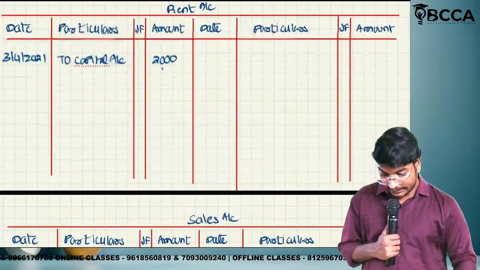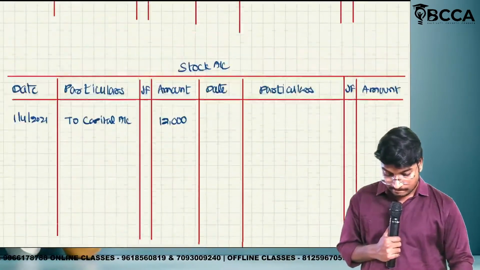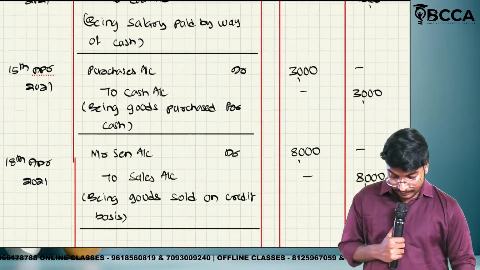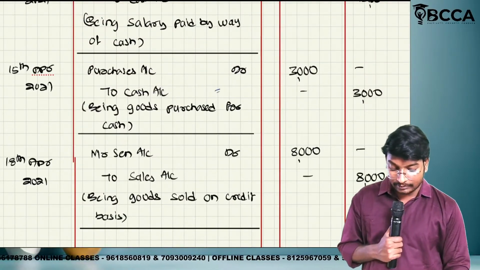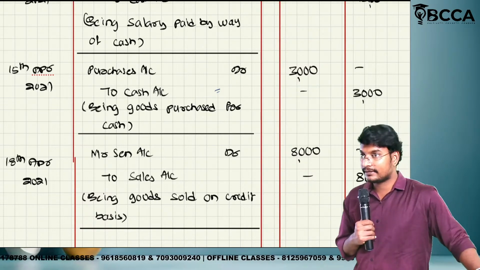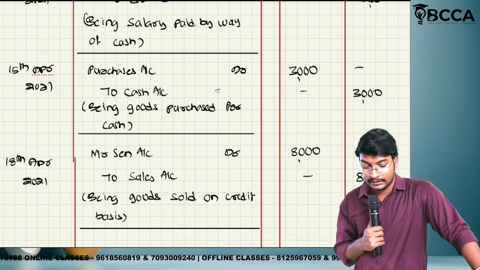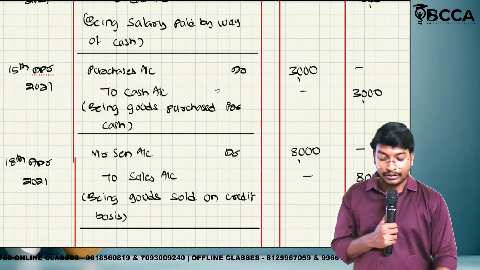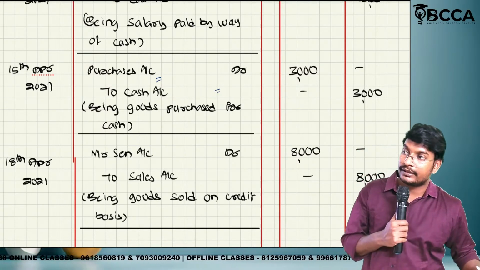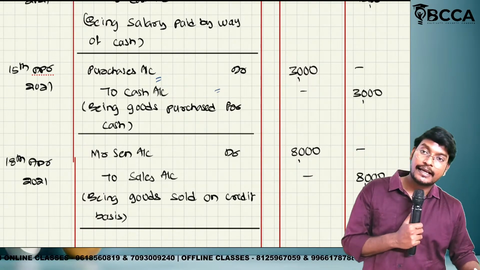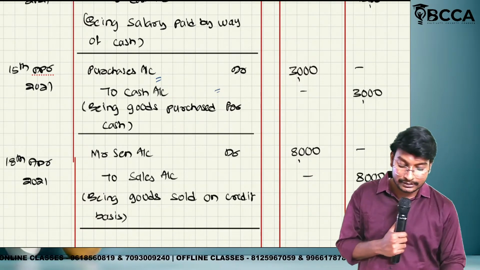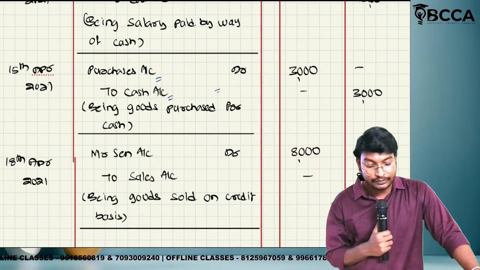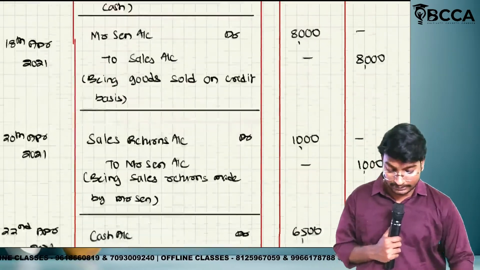What is the next journal entry? Purchase account debit to cash account. Have we opened the purchase account? Yes. Have we opened the cash account? Yes. So we have already opened the two accounts. In the purchase account, we have to record on the debit side because in the journal entry purchase is debited, with the name of what? To cash. In the cash account, we have to record on the credit side because in the journal entry cash is credited, by the name called as what? By purchases. So 15th April and 3000.